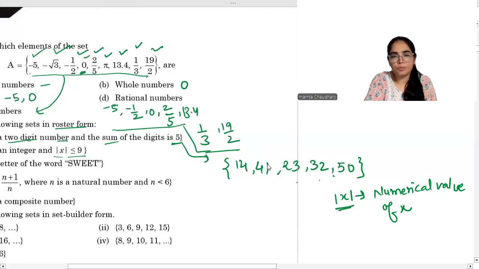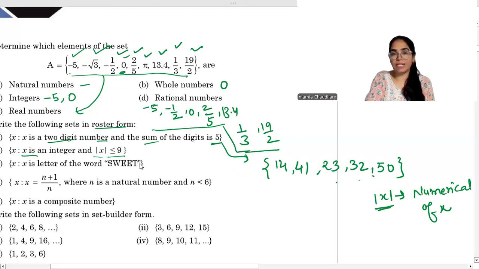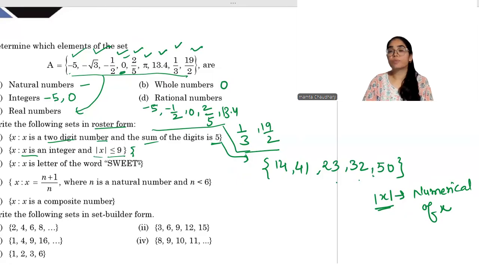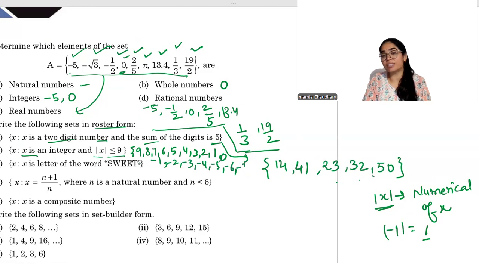Now, here it is saying that mod of x is less than or equal to 9 and x is an integer. So if I write 9, yes, mod of 9 will be equal to 9. Then 8, 7, 6, 5, 4, 3, 2, 1, 0 also. Can I write minus 1? Mod of minus 1 will be 1 only. So yes, I can write minus 1 also. So here minus 1, minus 2, minus 3, minus 4, minus 5, minus 6, minus 7, minus 8 and minus 9.